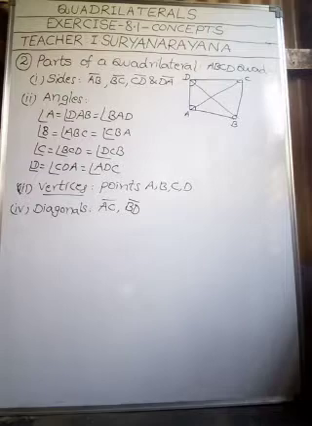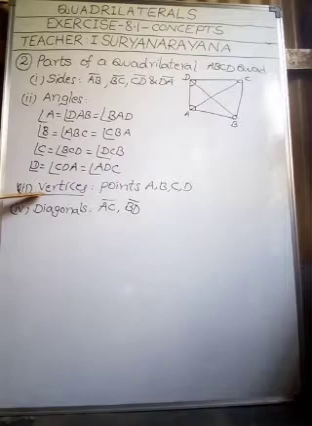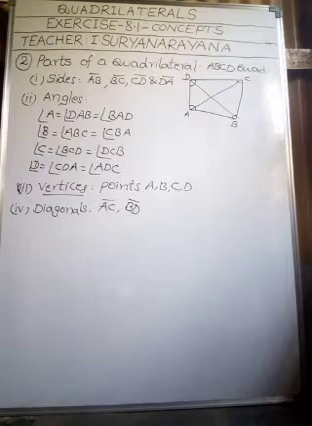Is it clear? So these are the parts of a quadrilateral. We have to identify what are the sides of a quadrilateral, what are the angles of a quadrilateral, what are the vertices of a quadrilateral, and what are the diagonals of a quadrilateral. If a quadrilateral is given, you have to identify these parts of a quadrilateral. Is it clear, my children? Right.